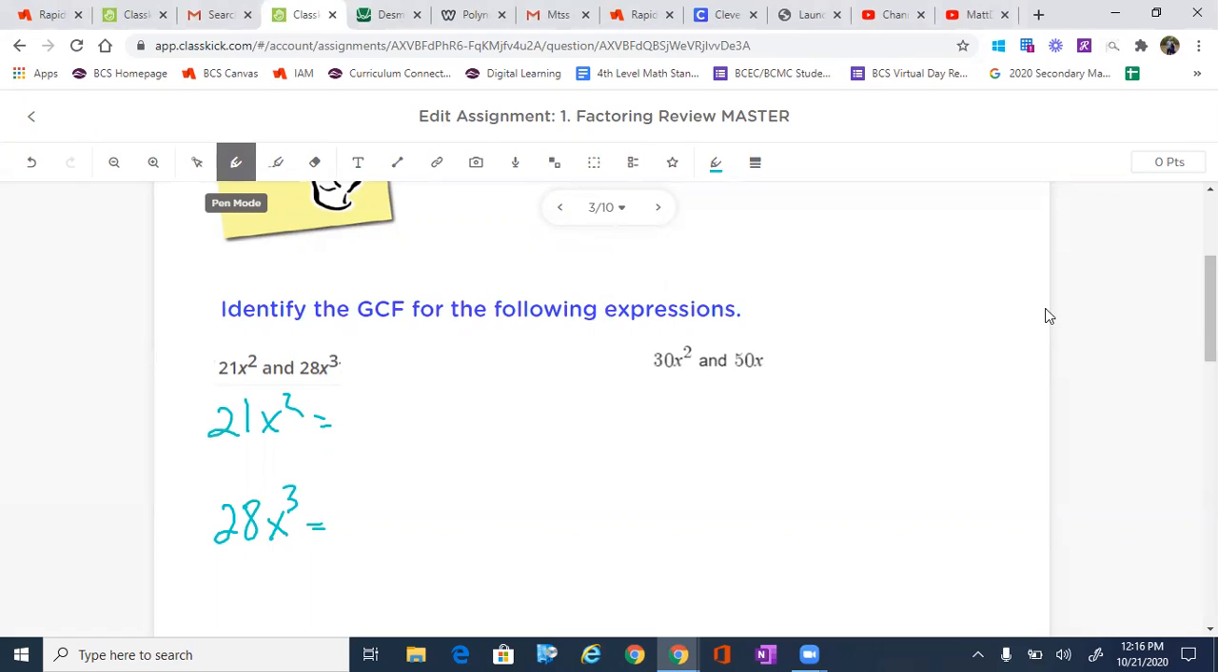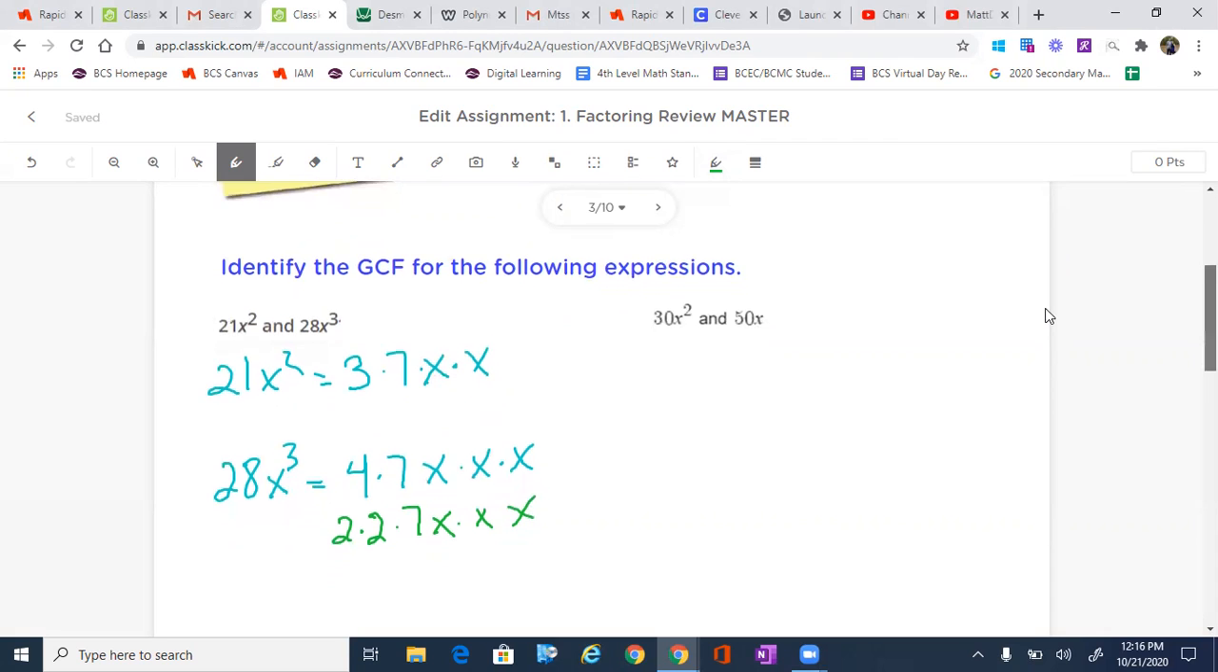So the first thing I do is I look at 21. I break it down to numbers that multiply to it. So that is, for example, 3 times 7, and x squared, which is just simply x times x. And then I look at 28. 28 is simply 4 times 7, and x times x times x. Now, in this problem, some people might also want to say, well, I know 4 breaks down to 2 times 2. So I could rewrite it as 2 times 2 times 7, x times x times x.